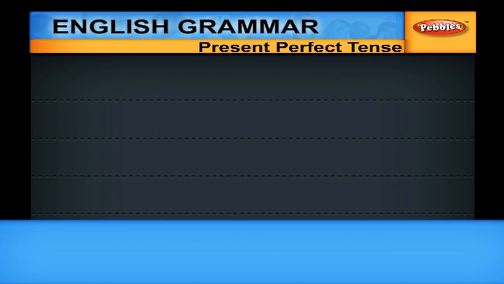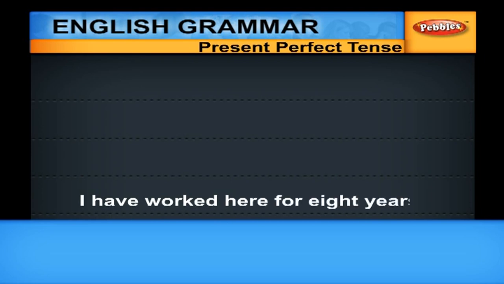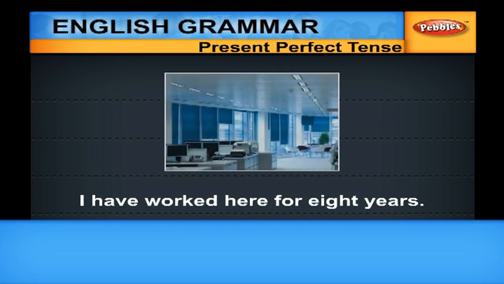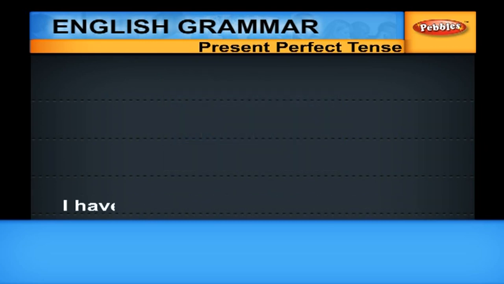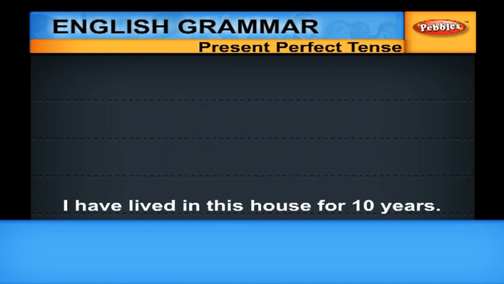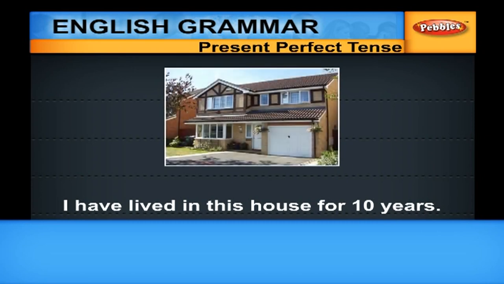Similarly, an action that began in the past, continuing until the present, for which also you can use present perfect. I have worked here for 8 years. It is in present perfect. You may be working here now or you may not be. I have lived in this house for 10 years. Here we talk about an action that started in the past, that may continue or not to the present.